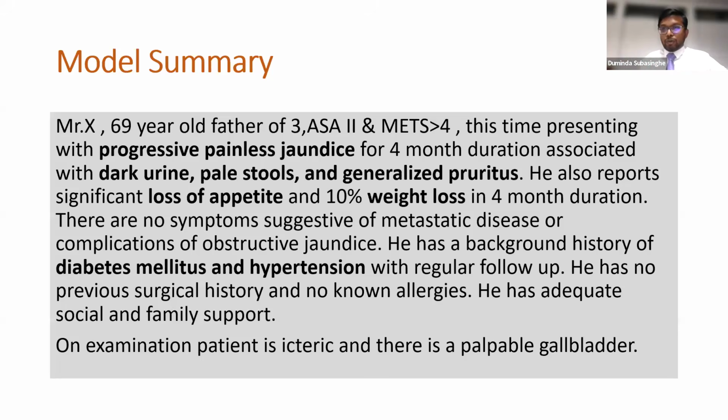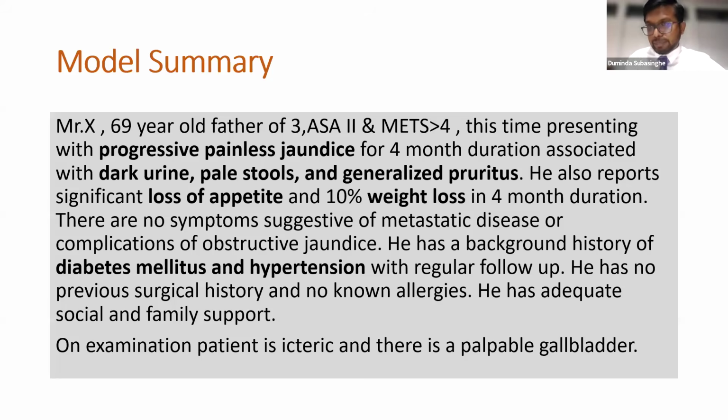And there are no complications like cholangitis, malabsorption or bleeding manifestation. But with the ASA 2, you have diabetes and hypertension, no previous surgical history or allergies, adequate family support. On examination, obstructive jaundice is confirmed, and there's a palpable gallbladder.